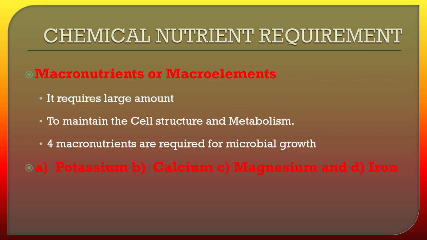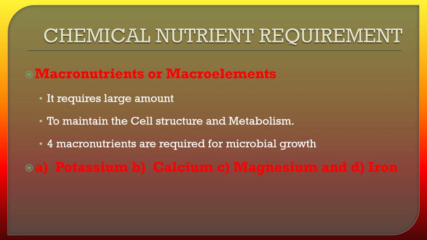The nutrients are classified into two. One is macronutrient and the other one is micronutrient. Macronutrients are required in a very large amount for the maintenance of cell structure and metabolism. And there are four different types of macronutrients: potassium, calcium, magnesium, and iron.